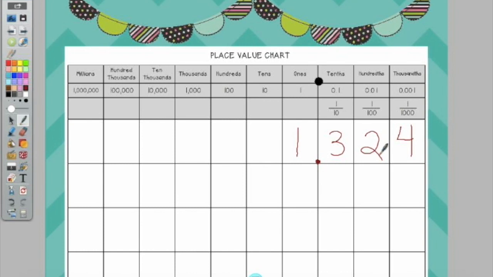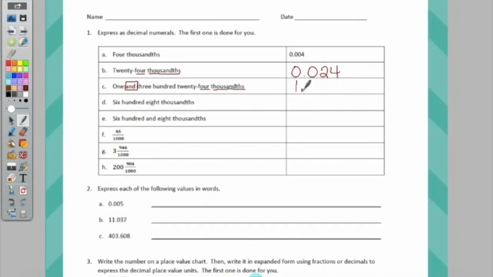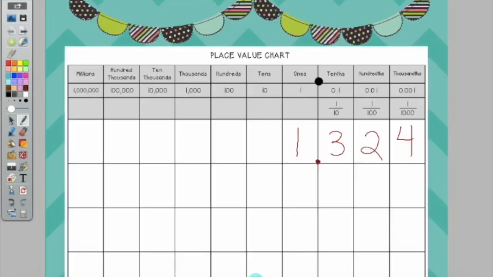Everything in front of the decimal is a whole number. So the 1 is the whole number. 1 and 324 thousandths. Okay, next one. Do you see the word and? No. So there's no whole number. So what's the last digit I write? 8. What place value is it in? Okay. Uh-oh. It was an 8, wasn't it? Yeah. So the number was 608 thousandths. Okay, you got it?